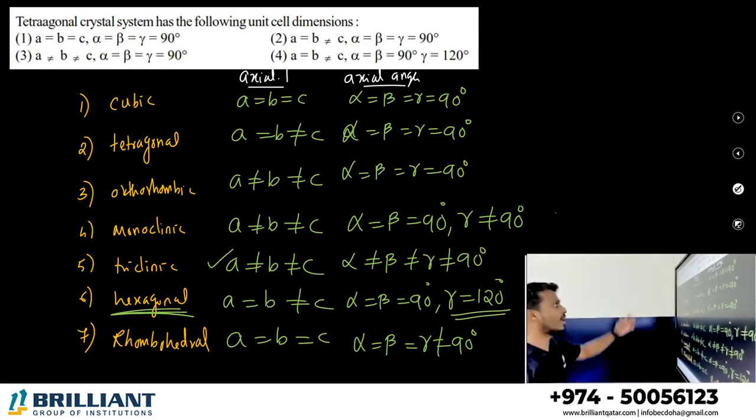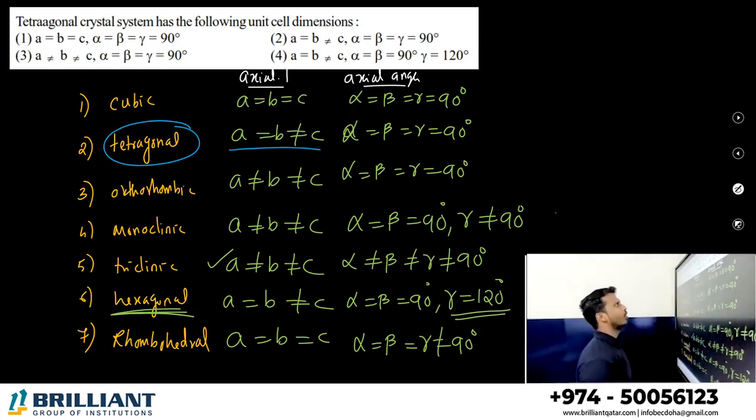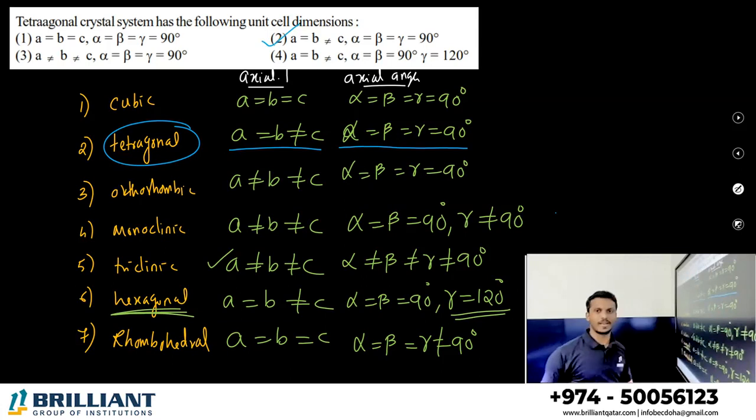Okay, let's go. Tetragonal crystal. Where is tetragonal? Here, A equal to B not equal to C, alpha, beta, gamma, 90 degree. Option B is the correct answer.